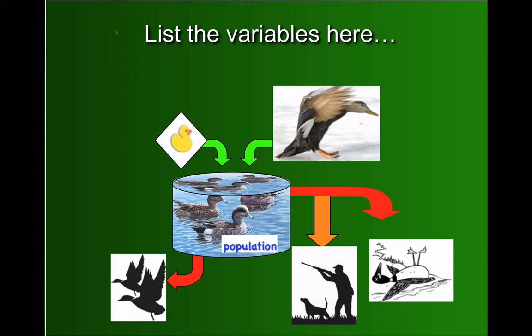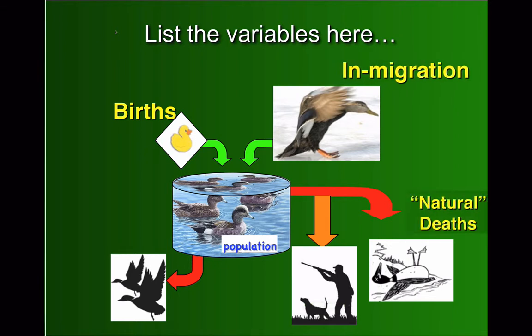Okay, so we have the different variables, and we know what they are called. Births, in-migration, then natural deaths over here. The population does not enter the equation. I'll talk about that in a minute. Natural deaths, harvest, and emigration. Births, in-migration, natural death, harvest, and emigration.